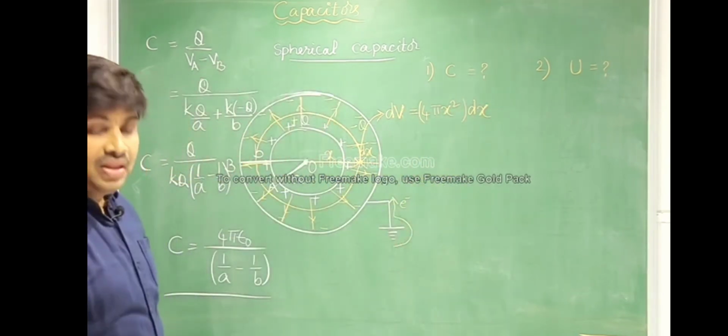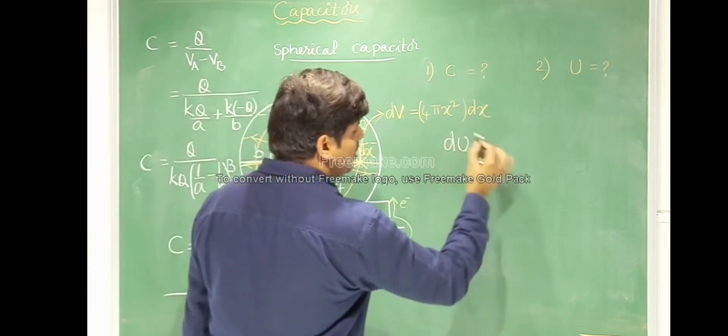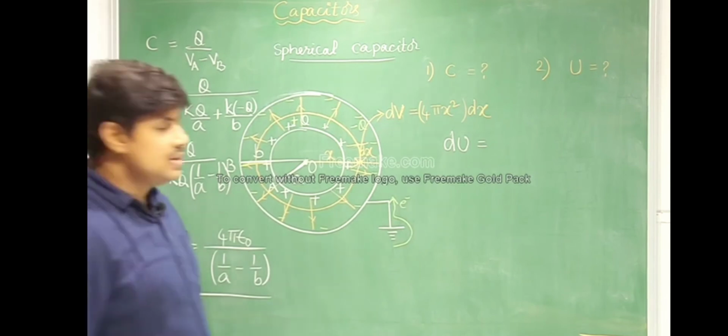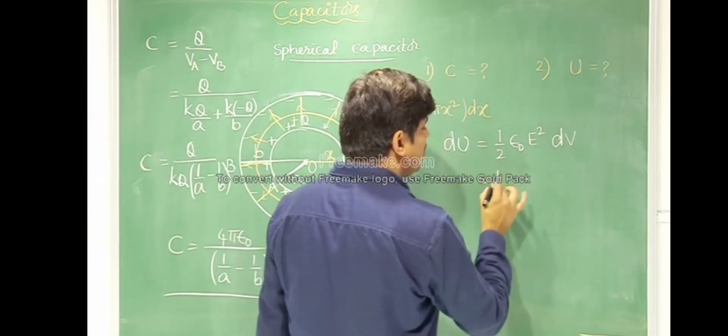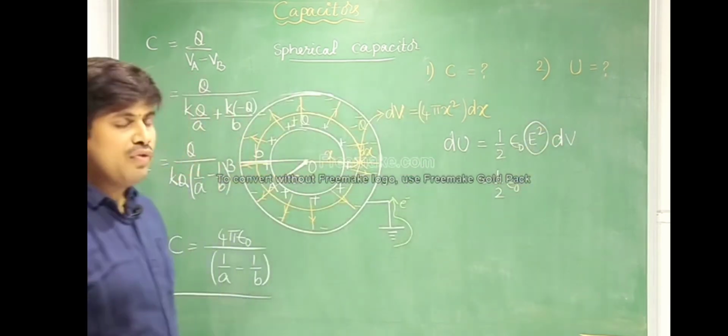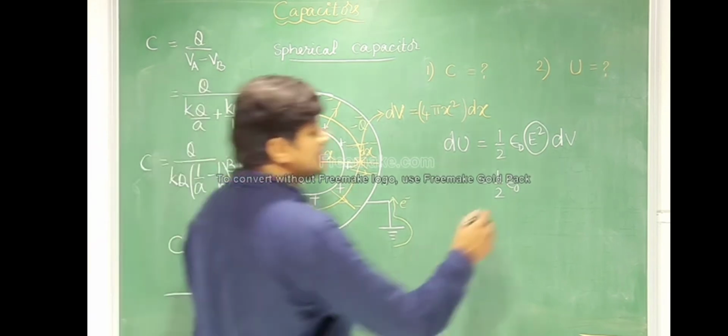So if you write that dV, then within that dV, how much energy is a field? That is dU. Which energy? Electric field energy. The electric field energy can be written as half epsilon naught E square into dV. E square is the electric field intensity between these two. What is the electric field intensity at this location? If you think carefully according to Gauss law, how much are you going to get?